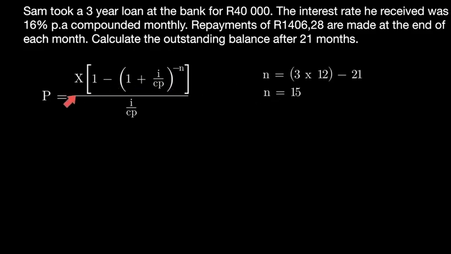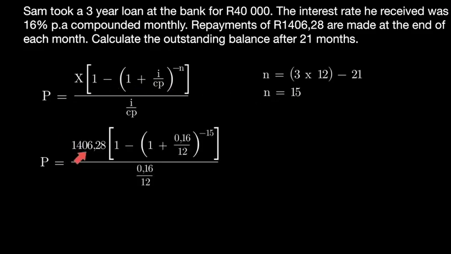So basically, in the place of X, we're going to put 1,406,28, and then in brackets 1 minus, and then the smaller bracket 1 plus. In the place of I, we're going to put 0,16 because it's the interest rate as a decimal, divided by the compound periods, which is 12, and then we close the bracket to the power of negative 15 because this is a present value annuity formula, right? So don't forget the minus there because we're working backwards in a present value annuity. And then we divide by 0,16 over 12.